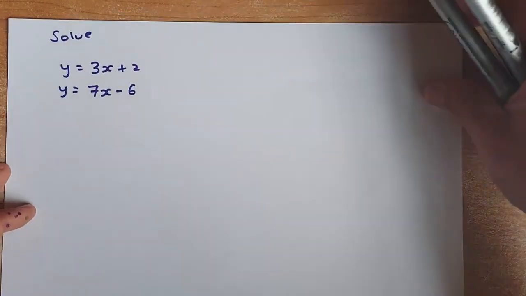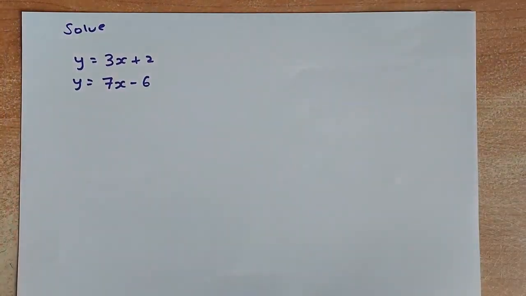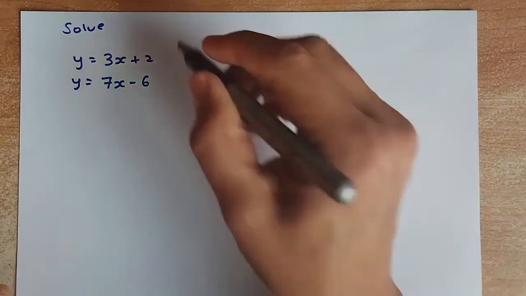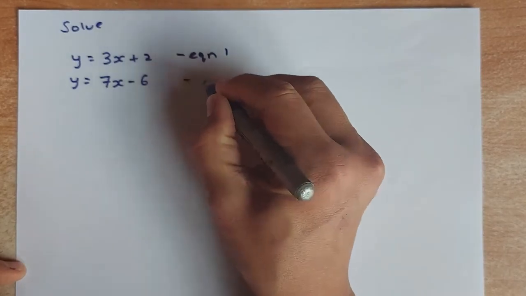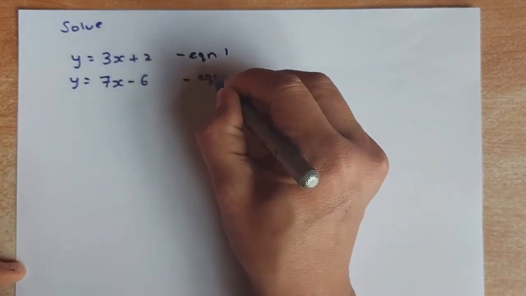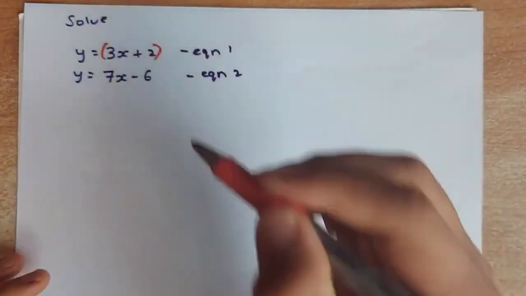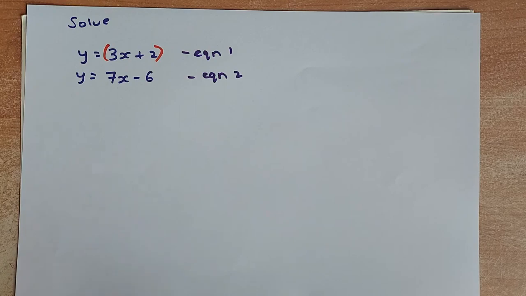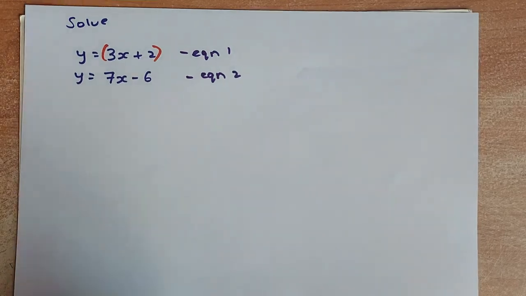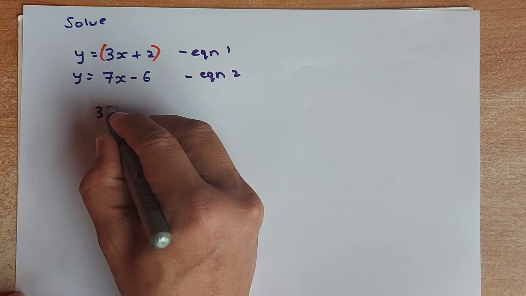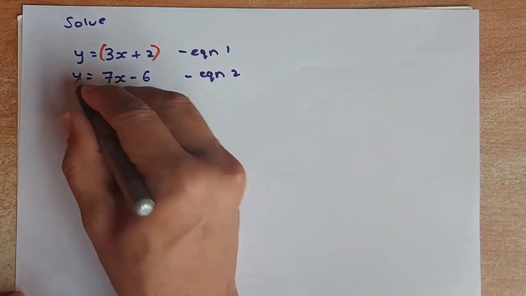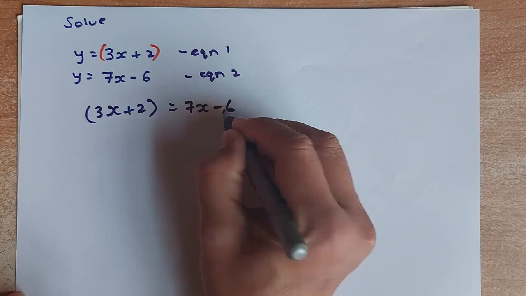And the last example is a question that you will get in linear algebra if you are doing that. So what happens is that you have y equals 3x plus 2 as equation 1. So we're going to write that as equation 1. And y equals 7x minus 6, that's going to be equation 2. So now what we're going to do, we're going to substitute whenever we see the y in the second equation, we're going to replace it with 3x plus 2. So the y is now replaced by 3x plus 2.